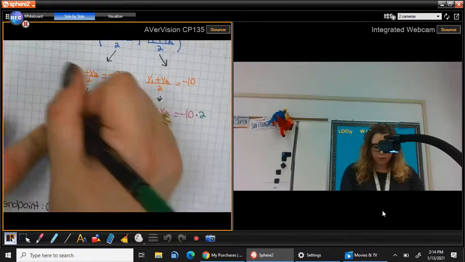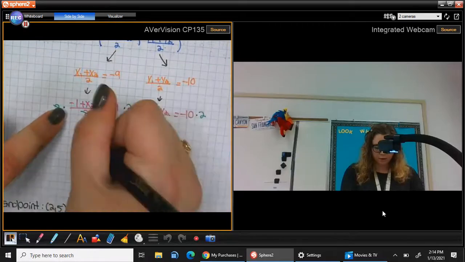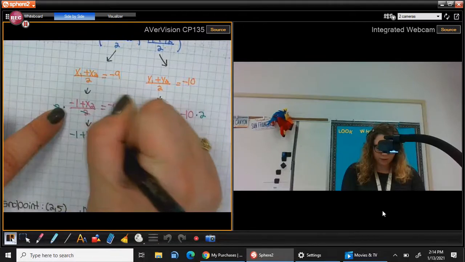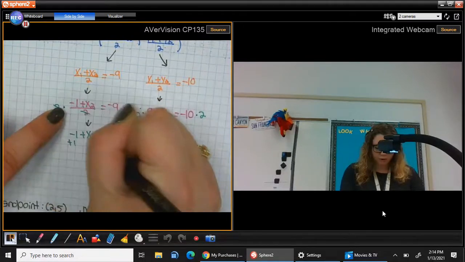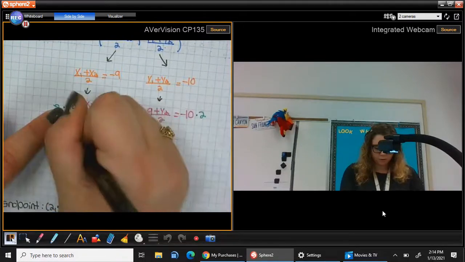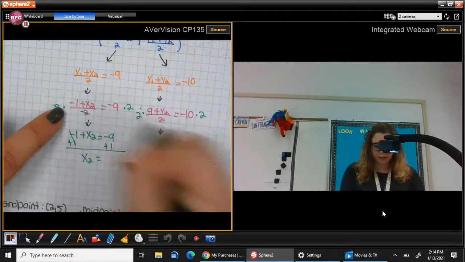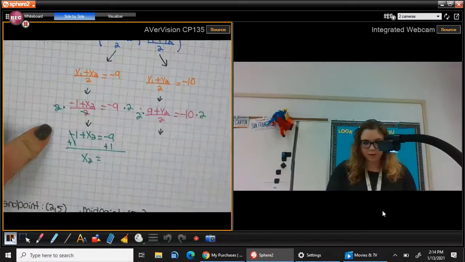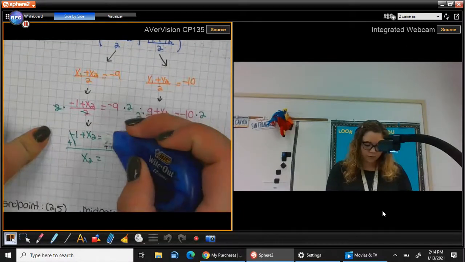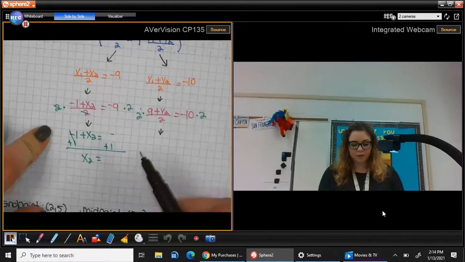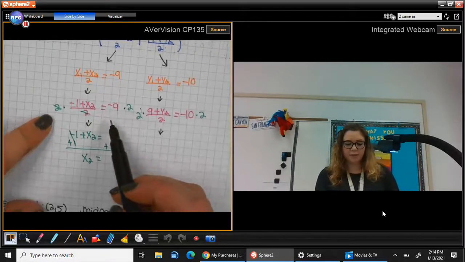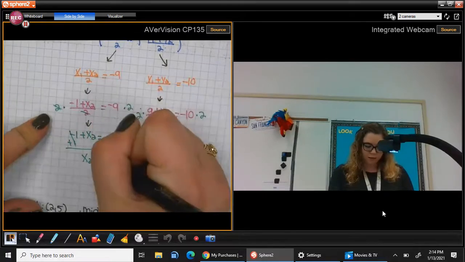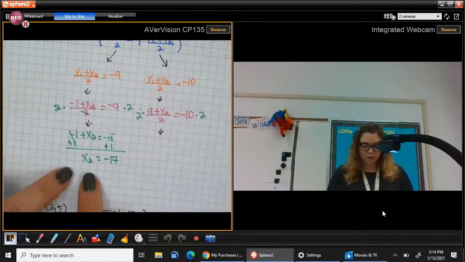So this cancels out. I'm left with negative 1 plus x2 equals negative 9. Move my 1 over. So x2 equals negative 9 plus 1. And what did I forget to do? I forgot to multiply this 2 by negative 9. So 2 times negative 9 is negative 18, and then I'm going to have negative 17 for x2.